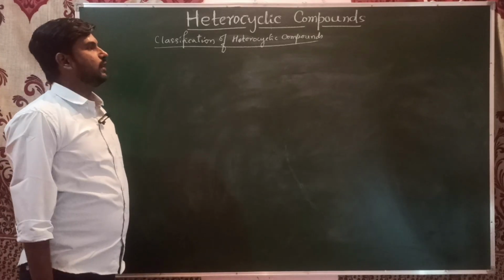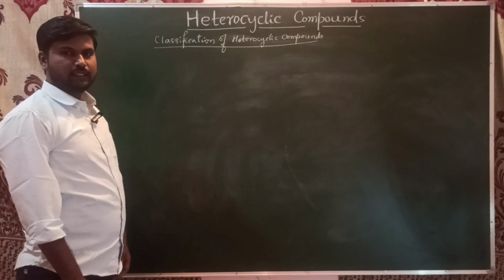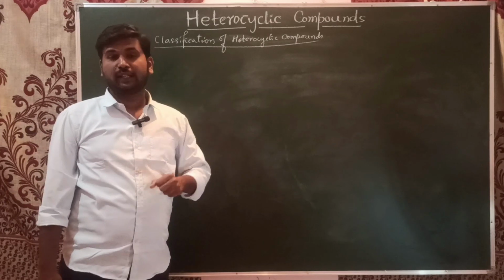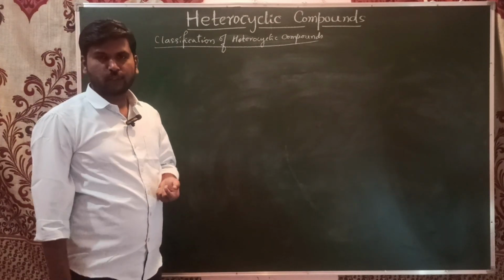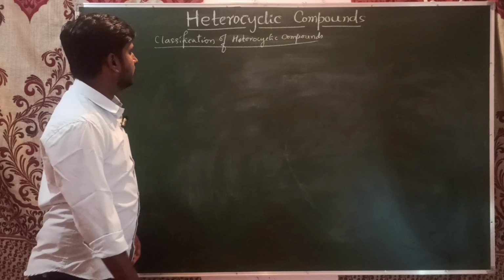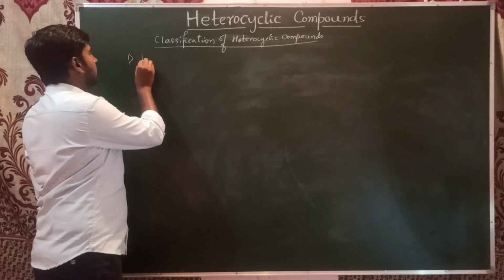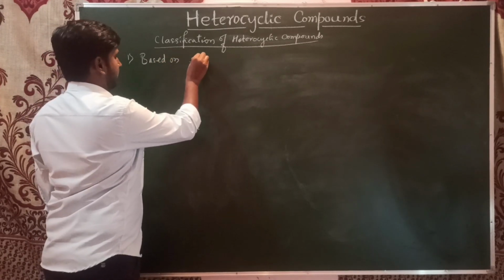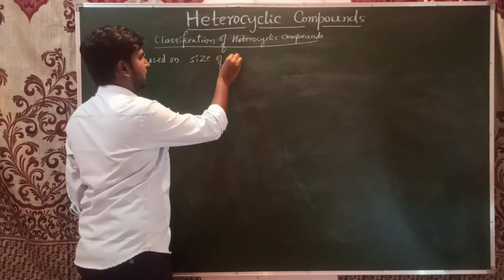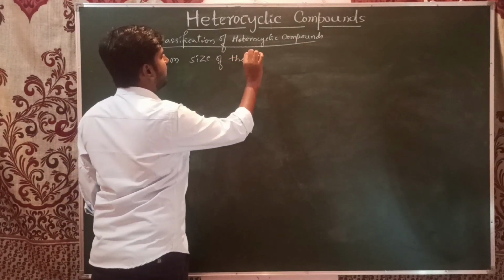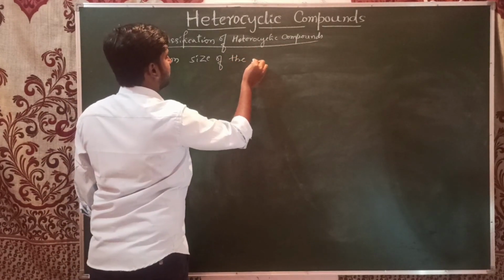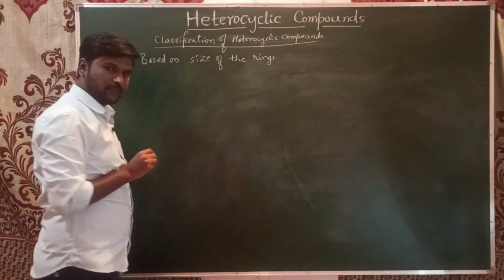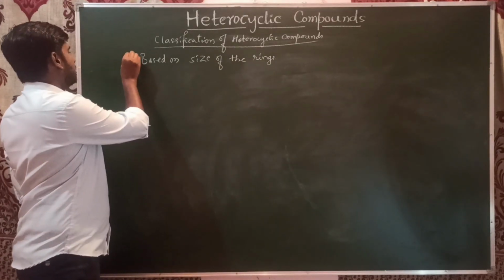In classification of heterocyclic compounds, there are two methods. We can classify heterocyclic compounds by the size of the ring and also by their nature, whether they are aromatic or non-aromatic. First, a very important one is the classification based on the size of the ring. It means how many atoms or elements are present in the ring. Here, this is the first method.